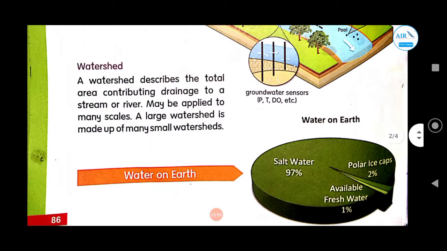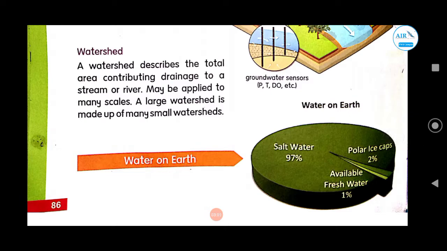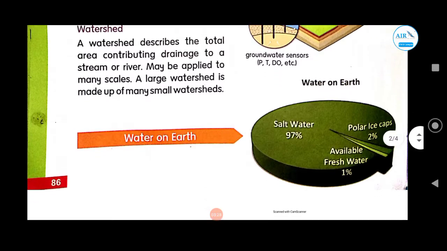So here you can see a pie chart explaining how much water is available on the earth. On the surface of the earth, about 97% is salt water, and 2% is the polar ice caps that you can see in the form of glaciers. Available fresh water, that is underground water through springs and wells, is only 1% available to us.